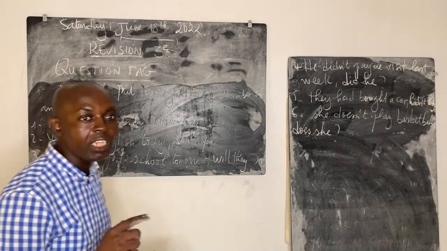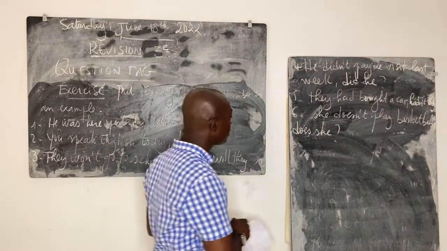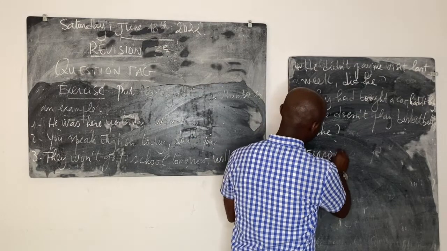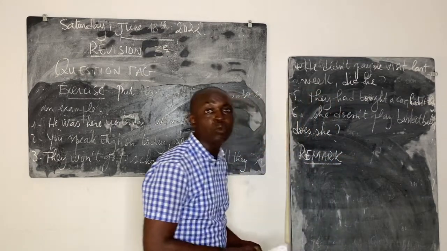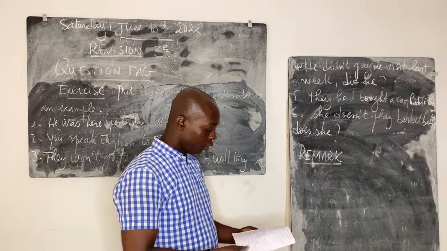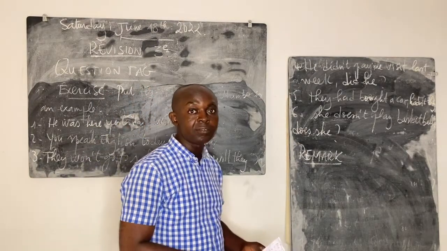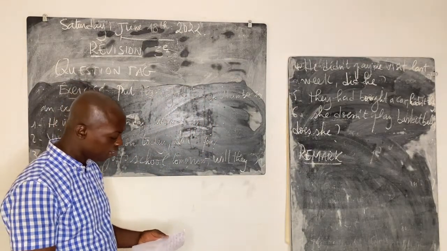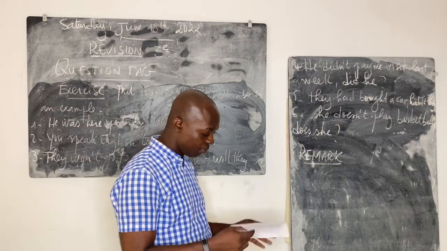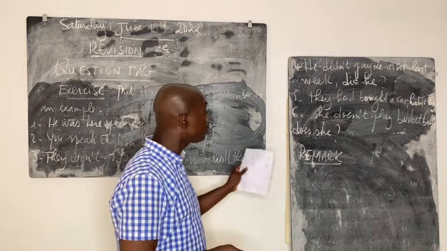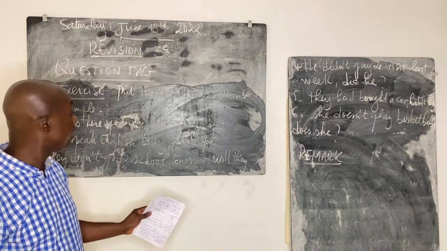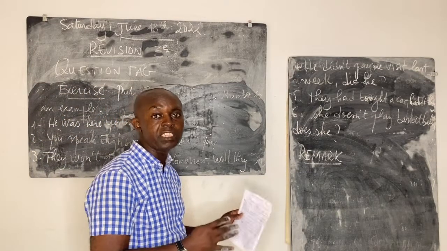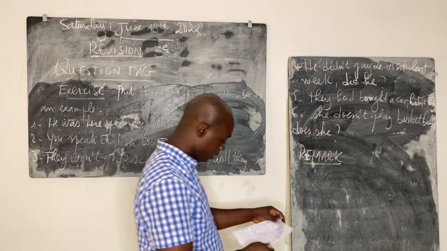But there is a remark. Okay, we're going to put a remark before giving the homework. So we notice that there is what we call the particular question tag. Particular question tags, okay? These sentences do not respect the common rule. This is the reason why we say that they are particular, irregular.